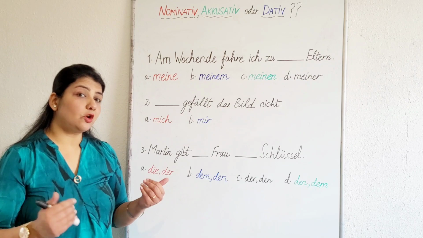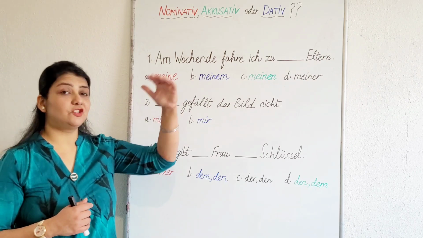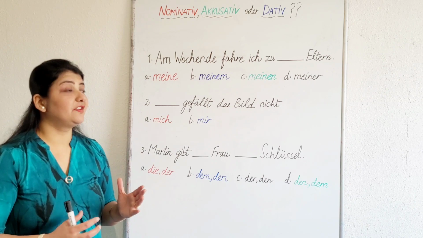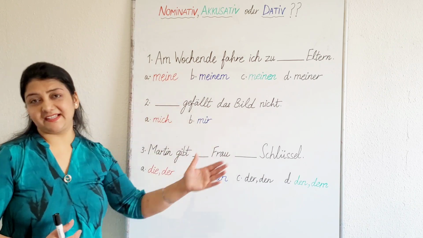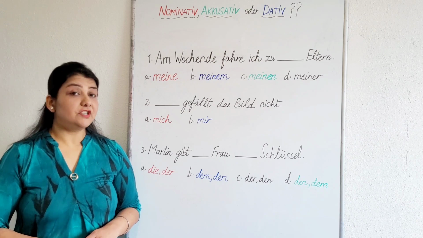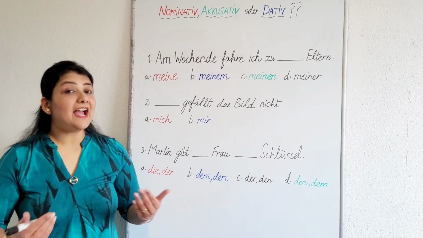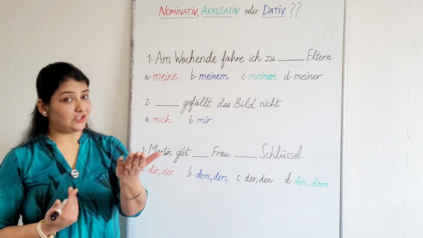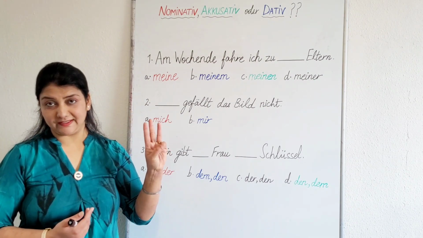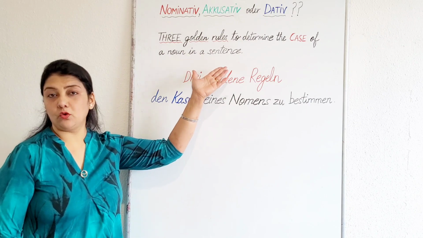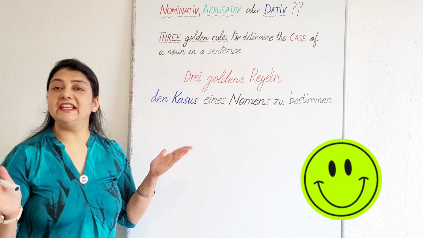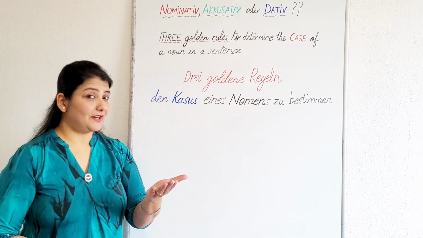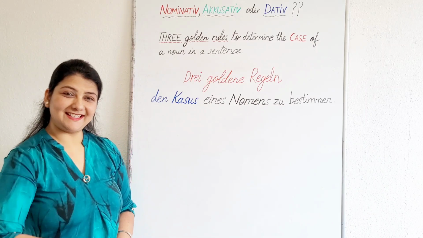But as I kept on reaching the advanced levels in German language, I started recognizing the rules which apply to such sentences. So today I'll be telling you what I have learned through my experience. And today I'll be sharing with you 3 golden rules. After learning these 3 golden rules, you won't be having any problem in determining the case of a noun. Seid ihr bereit? Dann los geht's!